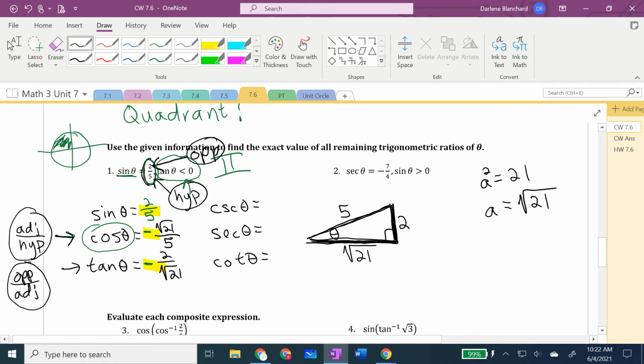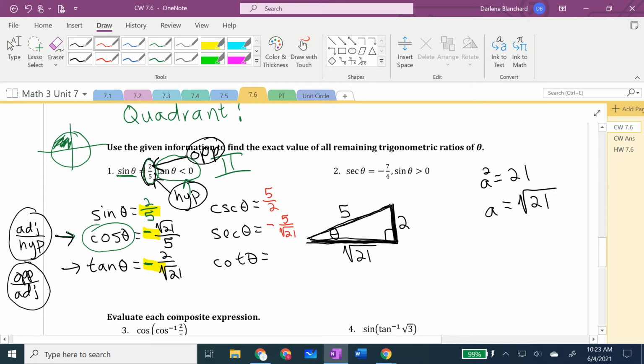For the other three, all I need to do is reciprocate. That's it. If you know who is the reciprocal of who, you don't have to calculate any further. So now for final answers, cosecant is sine's reciprocal. Positive 2/5 becomes positive 5/2. Secant is cosine's reciprocal. Cosine is negative root 21 over 5. Secant is negative 5 over root 21.